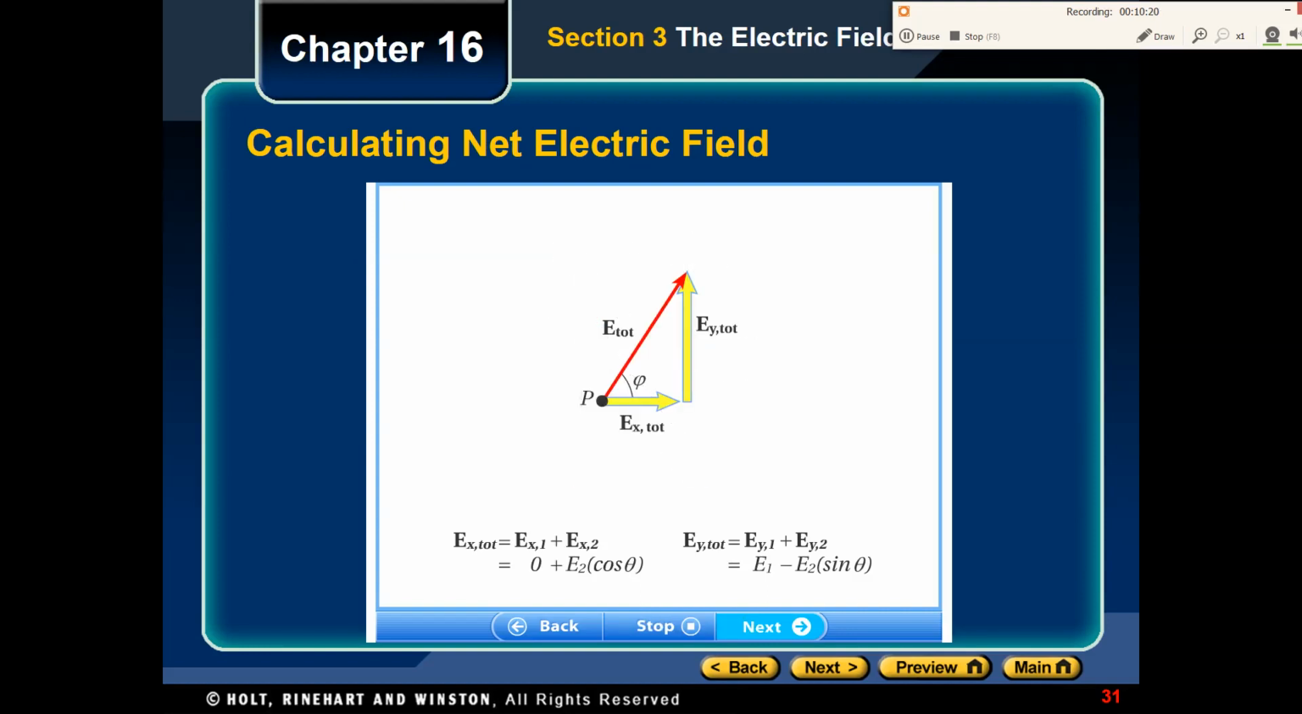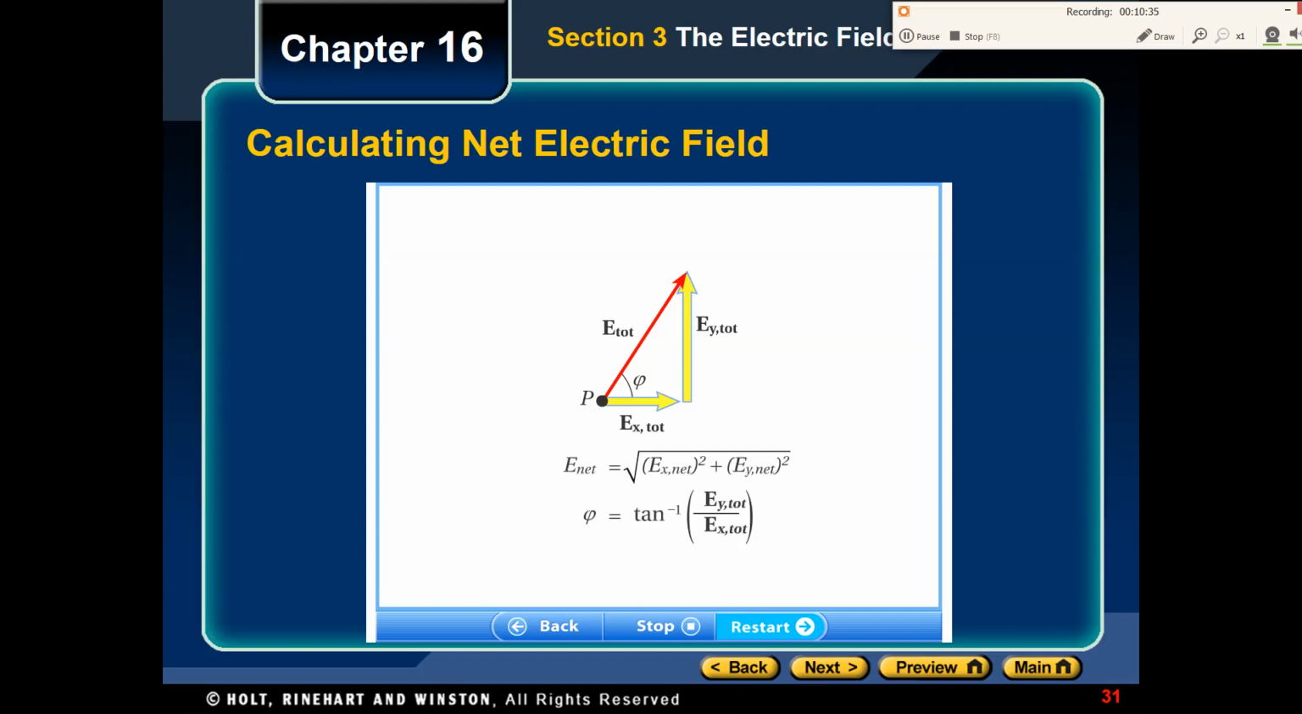These components can be added by drawing them to scale on graph paper. Each, the magnitude of the net electric field, can be measured with a ruler. The angle phi, the direction of the net electric field, can be measured with a protractor. Usually, however, the Pythagorean theorem and the arctangent function are used to find the magnitude and direction of the net electric field.